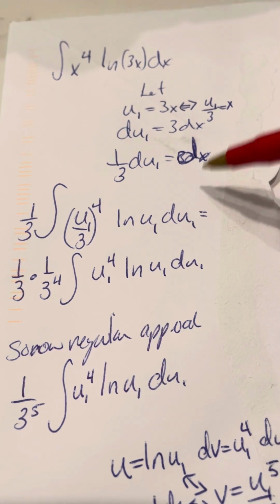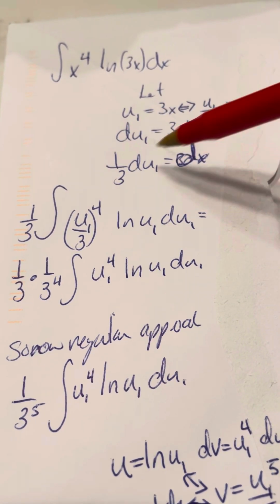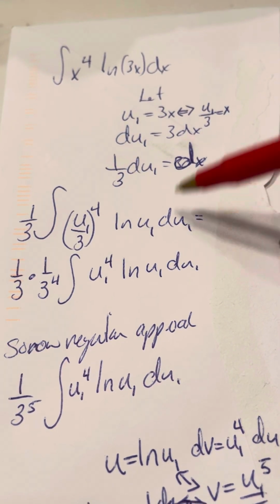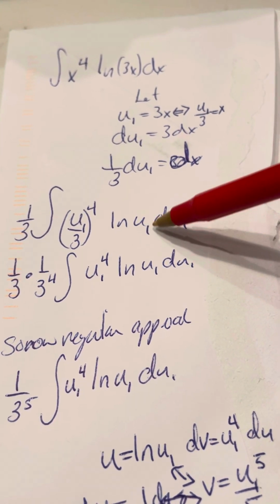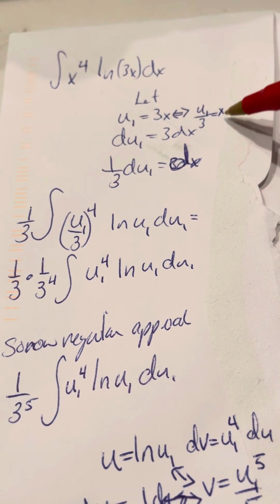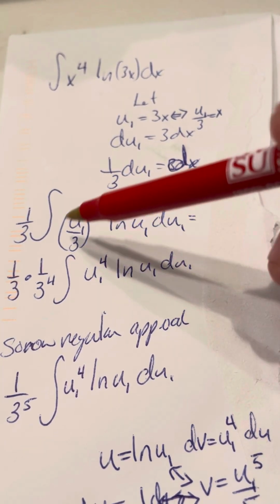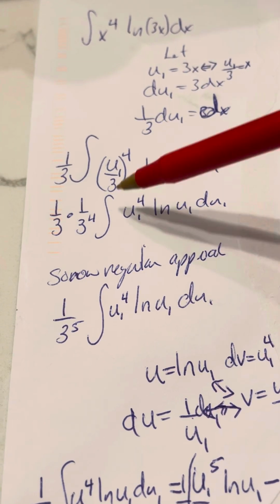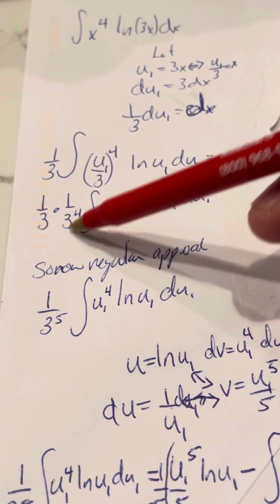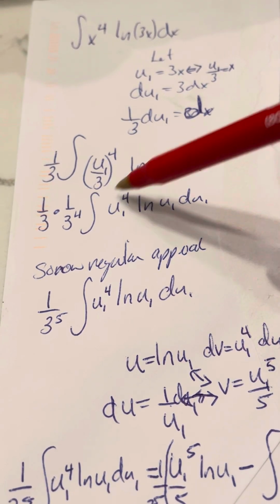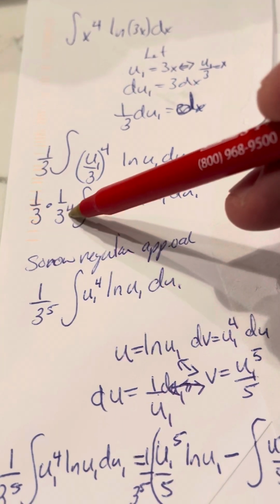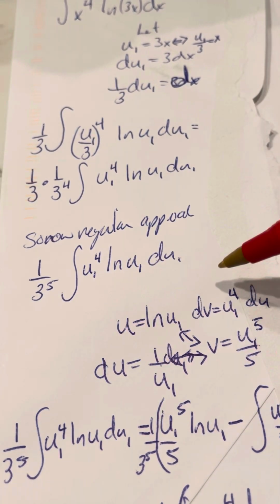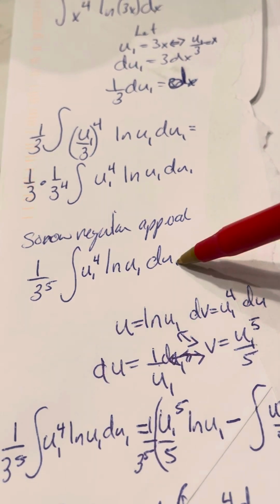So when I do this component, I get 1/3 du1. So there's my 1/3. There's my du1. I get my ln u1. But then this piece, u1 over 3, replaces the x there. So I have u1 over 3 to the 4th power. So I have u1 to the 4th, and I have 1 over 3 to the 4th coming out of this expression. And then I have the 1/3 times the 1/3 to the 4th. All right, well, that's really 1 over 3 raised to the 5th power. I have u1 to the 4th, ln u1.